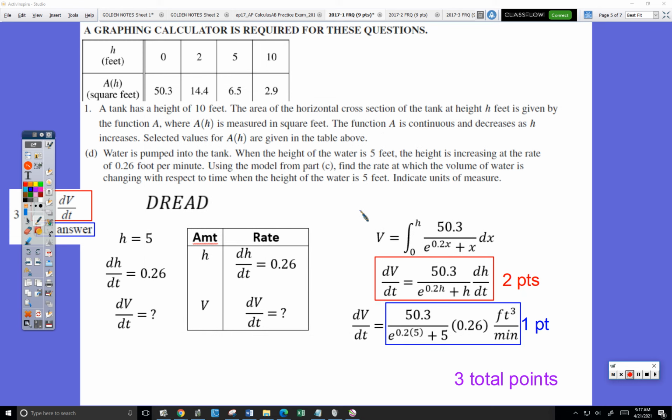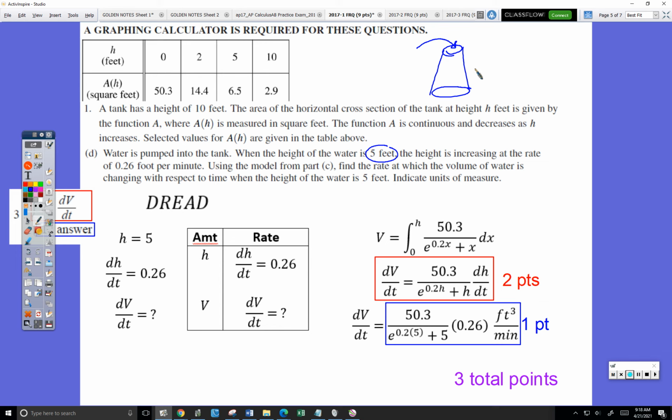Okay, 1D. Water is pumped into the tank. When the height of the water is 5 feet, so water is coming into the tank. We have our tank, however it looks, and water is coming into the tank.